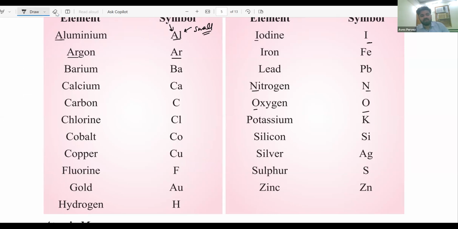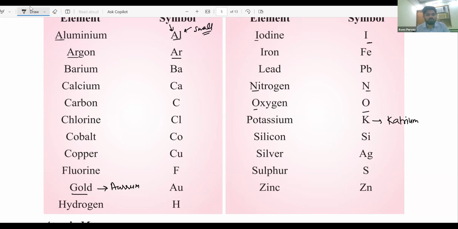And there are some names that you see here, like gold. Gold is not GO or capital G. Why is it Au? Because its Latin name is aurum. There are some elements that are named according to their Latin names, like potassium is K. We have to write their names according to their Latin names.